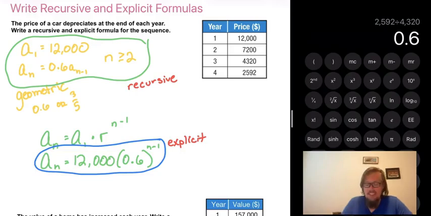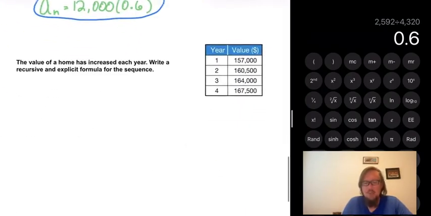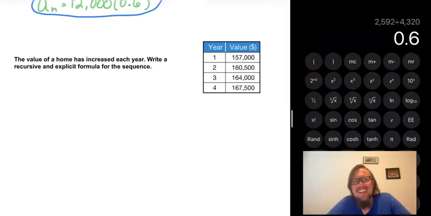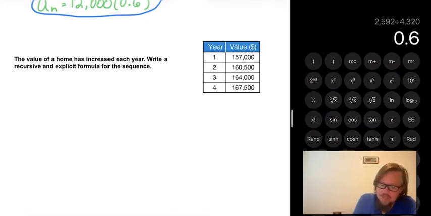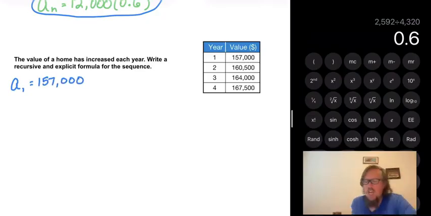Hey, speaking of arithmetic, let's take a look at this second one. Spoilers, this one's going to be arithmetic. The value of a home has increased each year. Write a recursive and explicit formula for the sequence. So again, recursive, we need the first term, which is $157,000. What's the home going up by every year?